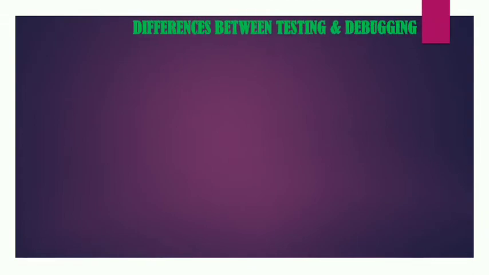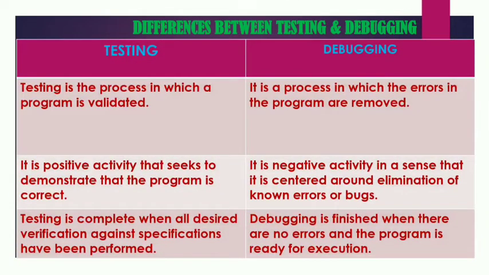Differences between testing and debugging. Testing is the process in which a program is validated. It is the way to check whether your program is giving you the correct output or not. Debugging is a process in which the errors in the program are removed. If there is any mistake, through debugging we will correct the mistake. Testing is a positive activity because it tests whether your program is giving you the correct output or not.